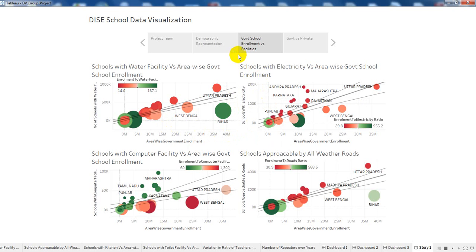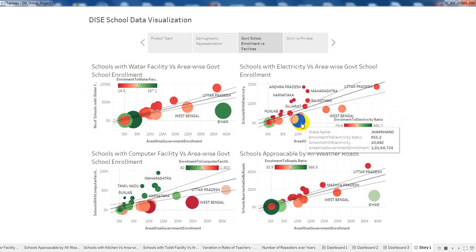Moving on to the next one, which is regarding the electricity facility. If you look at the R squared value for electricity facility, it is 0.57, which signifies that for most of the schools, this factor may or may not be important for the students to join the school.